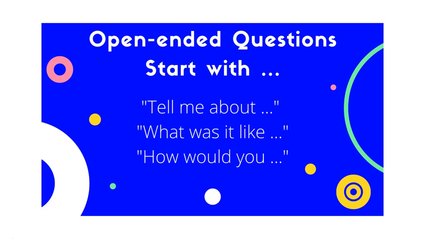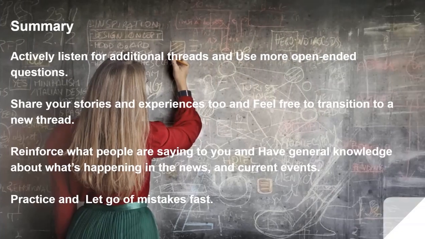Now we have a quick summary of how you can use conversation threading and what you can do to continue to improve your social skills. Actively listen for additional threads. Sincerely be an engaged listener when someone is talking to you. Use more open-ended questions. Good questions are how you keep introducing new threads and extend the conversation. This keeps the person talking.